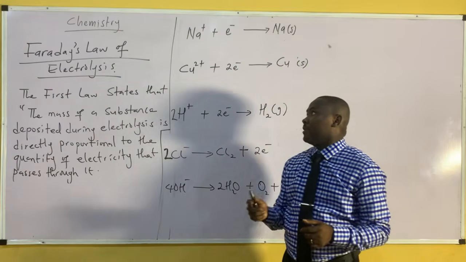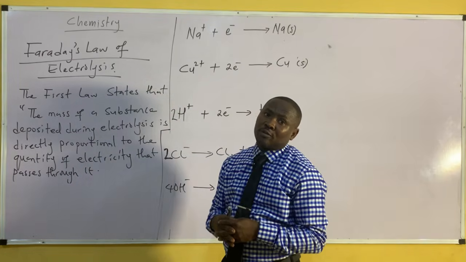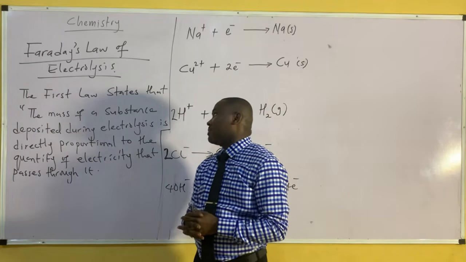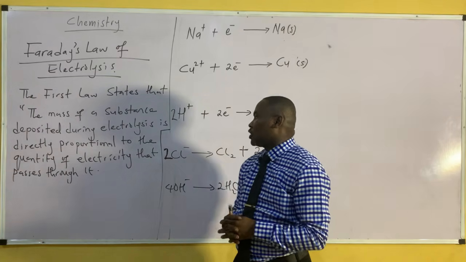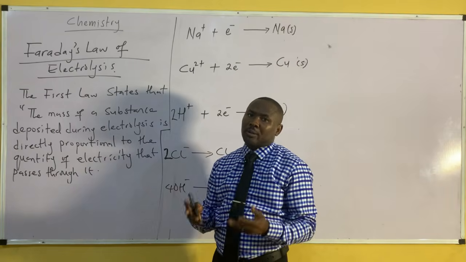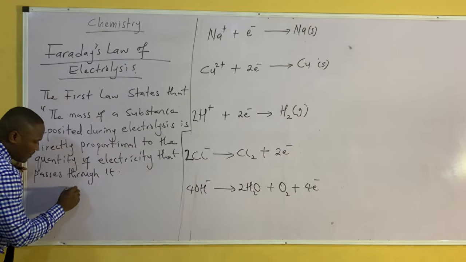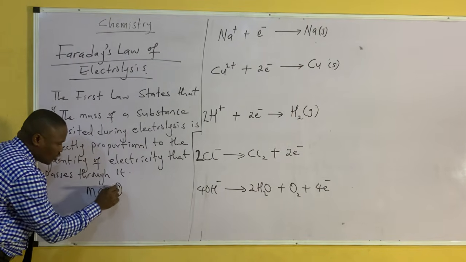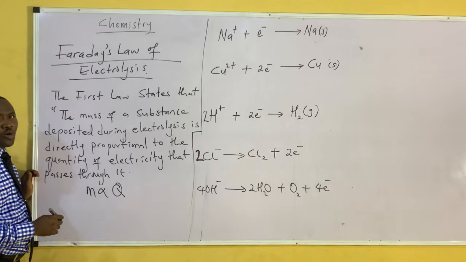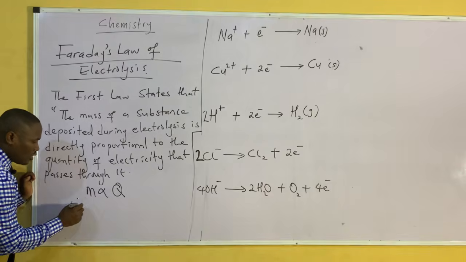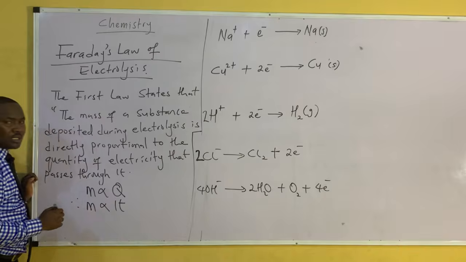Now let's see Faraday's laws of electrolysis. What do Faraday's laws of electrolysis state? The first law states that the mass of the substance deposited during electrolysis is directly proportional to the quantity of electricity that passes through it. So that means that mass is proportional to quantity of electricity. Now remember, quantity of electricity equals current times time. So therefore, we can say mass is proportional to IT, current times time.